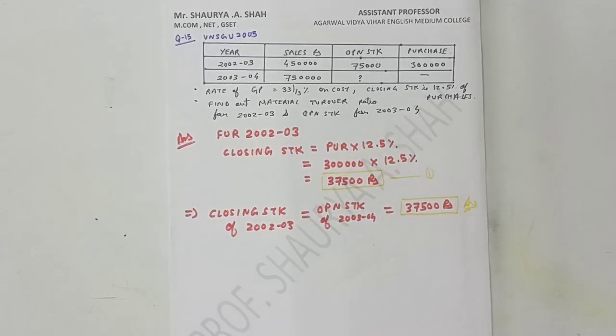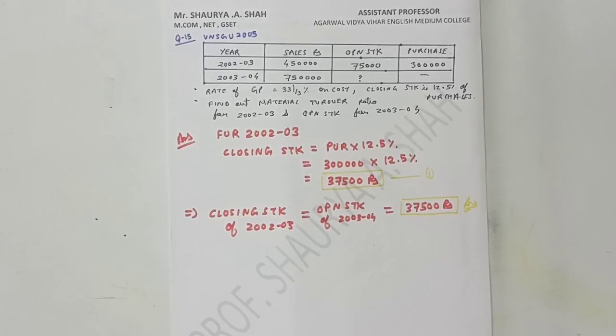Now moving ahead, the second thing they have asked is to find out the material turnover ratio for 2002-3. Now for material turnover ratio, students, as you all know, we need two things. One is cost of goods sold and second is average stock, right? So average stock I can calculate. Why? Because opening stock and closing stock I am having for a particular year. So I will start with the average stock to find out how much my average stock will be.